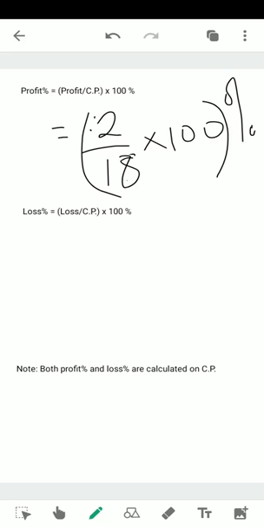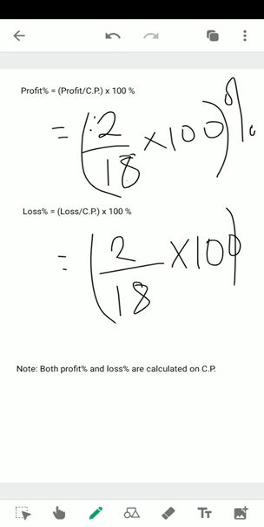Loss percent equals loss by CP into 100%. In the earlier case, loss was how much? 2 again, and the cost price was again 18. So this is how you can calculate. Do not forget to put the percentage sign, because we are calculating percentage, right? Percentage, as the name suggests, is per 100, how much we are trying to find, right? How much is the profit and how much is the loss. And do not forget this point, both profit and loss percentage are calculated on CP.